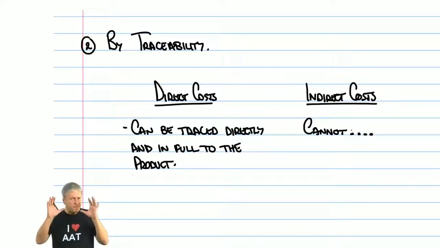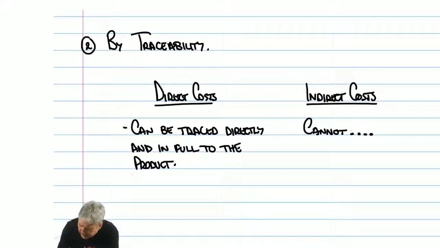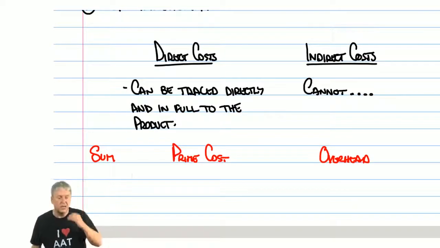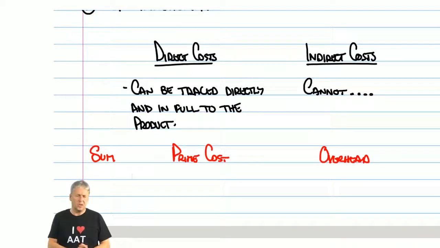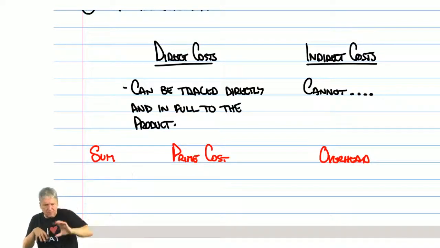Now, this is a very important distinction, because what we see here is that the sum of the direct costs is called the prime cost, and the sum of the indirect costs is called the overhead. And I'm sure you've come across the idea that the way we treat prime cost and overheads is fundamentally different. Okay, so we've got to be able to classify by nature and by traceability.